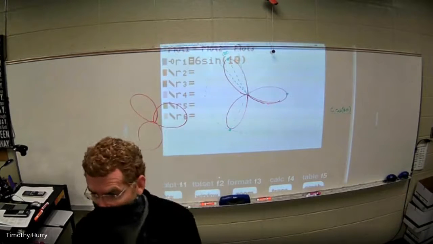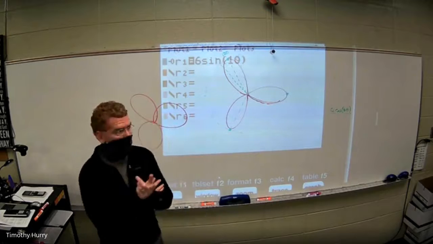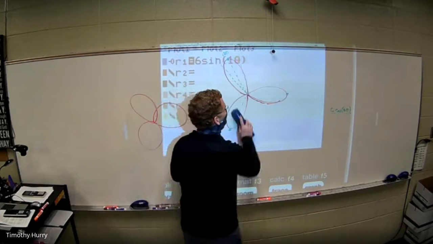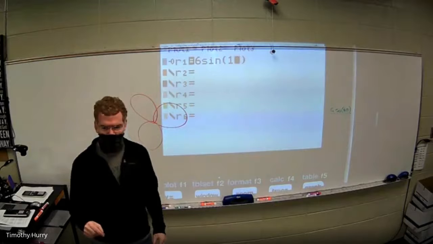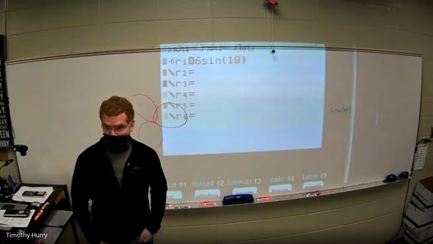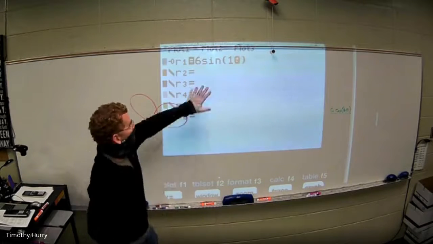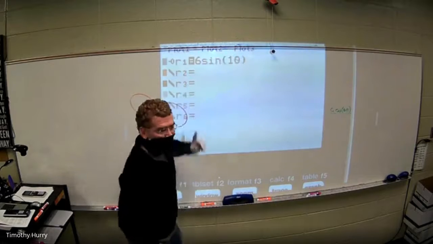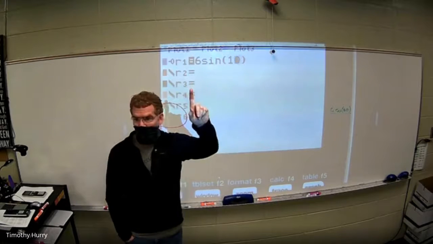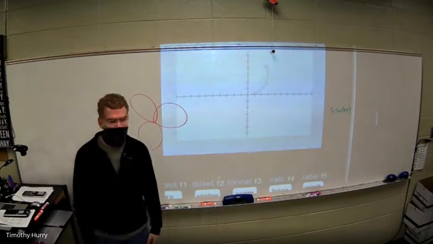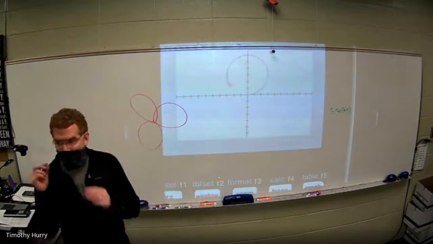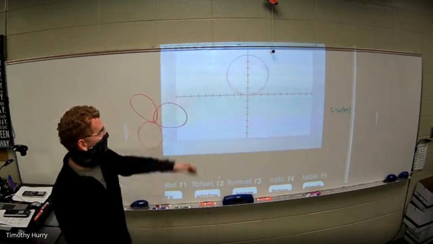It's going to be a circle. Back to what we said before. How long is the radius of the circle? 6. Right, it's going to be 6. Where would sine be equal to 1? At 90 degrees. So at 90 degrees, sine is 1, 1 times 6. So this thing should be going straight up, right? And it is. And you have a circle going straight up. Not a one-petaled rose curve, but an actual circle.